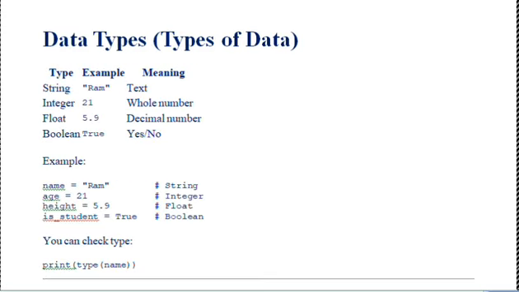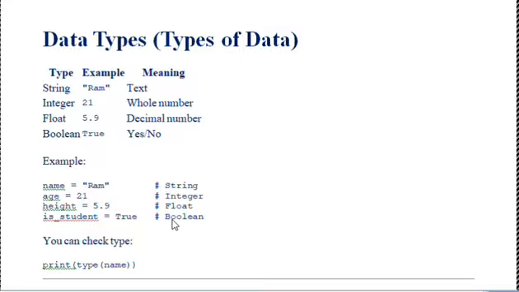Now we want to know about the data types which are stored in variables. What data types are there? We have string, integer, float, and boolean. String, like Ram, is an example of a string; it is nothing but text. Integer stores whole numbers. Float stores point values, decimal numbers like 5.9. Boolean means true or false, yes or no. Examples: for string, name is equal to Ram; for integer, age is equal to 21, which we discussed previously; and for float, height is equal to 5.9.